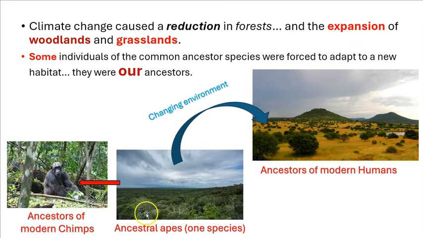So here is the original forest with the common ancestor ape species living in the forest. But as the forests began to recede and we have more and more woodlands and grasslands opening up, some of that common ancestor species, some of those individuals, had to make a living in this new environment, and they would be our ancestors. On the other hand, the individuals of that common ancestor species that stayed in the forest were the ancestors of today's modern chimps and bonobos.